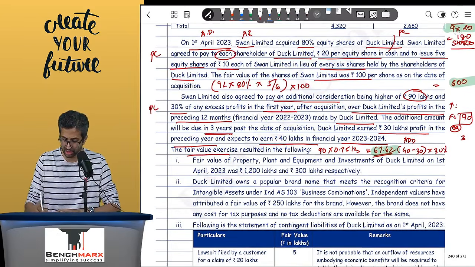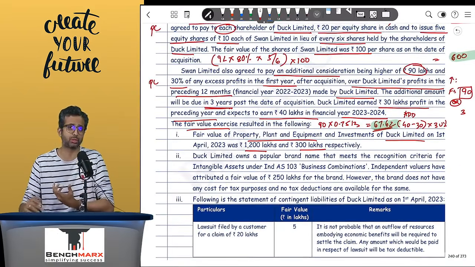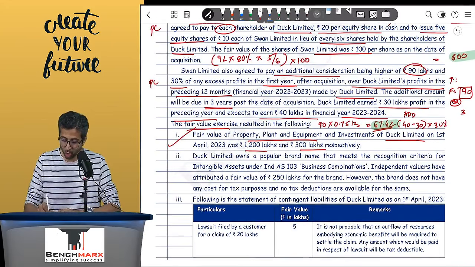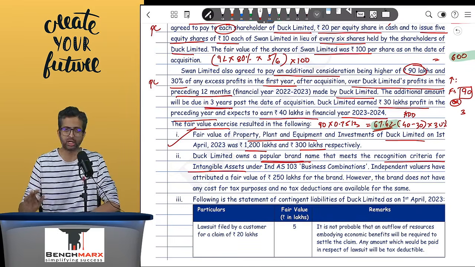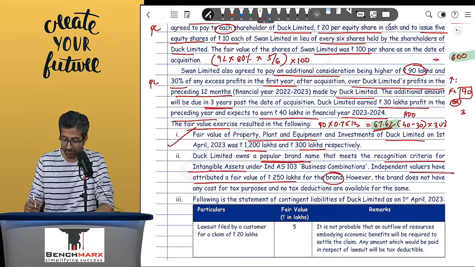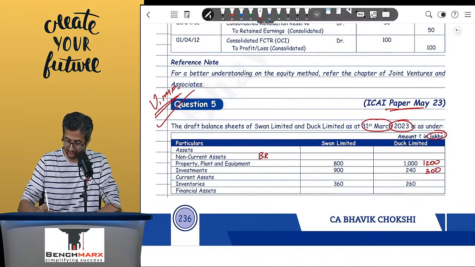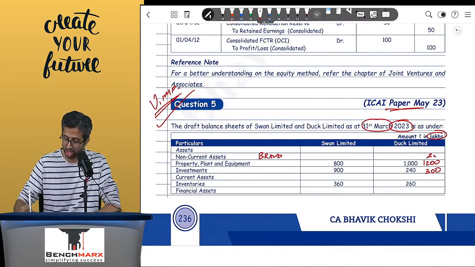The fair value exercise resulted in the following. The fair value of PP and investments of Duck on 1st April was 1200 and 300 respectively. So the fair value is 1200, and for investments this is 300. This is specifically given to us. Okay, so this will be taken for the purpose of net assets taken over. Duck owns a popular brand which meets the recognition criteria of intangible assets under Ind AS 103. So it clearly tells us that it is a separately identifiable asset, which will be considered under 103. Independent valuers have attributed a fair value of 250 lakhs for the brand. Should you take it over? Well, the answer is yes. So over here we can have another line item for the brand which is taken over, which is worth 250 lakhs.